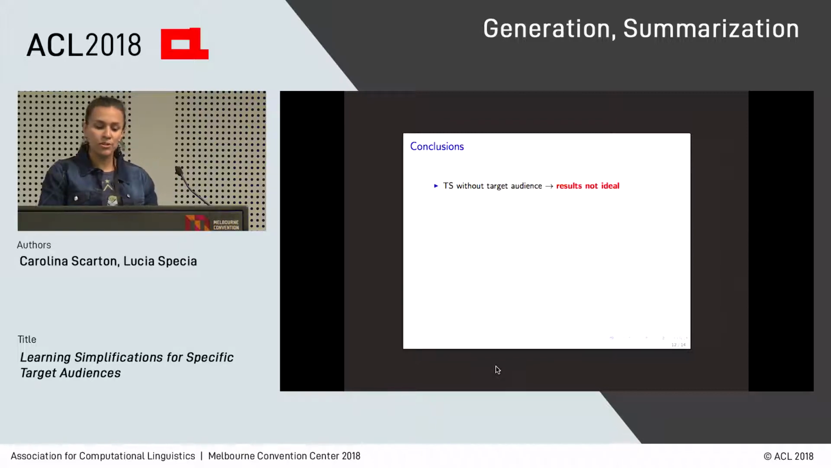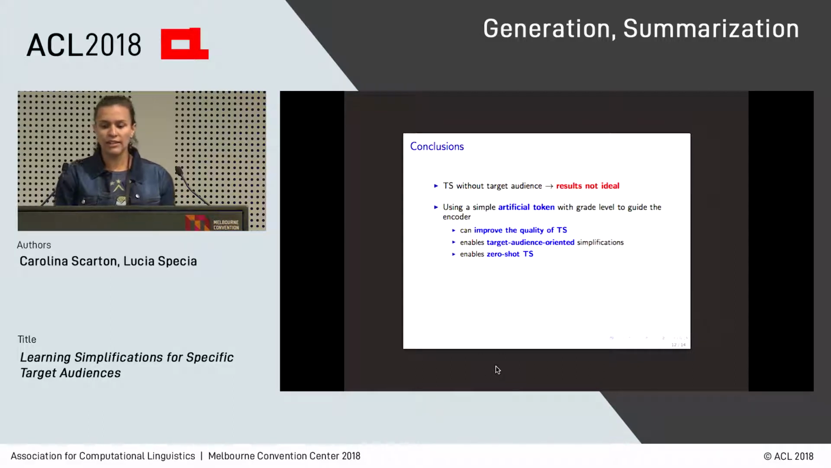So just to conclude, we need to move mainly toward data-driven work. We need to think about for whom and for what purpose the simplification is done. So text simplification without a target audience may not produce ideal results for the end users. Also, the simple artificial token approach can improve the quality of text simplification. It also enables a more personalized simplification in terms of grade levels, and it also enables zero-shot text simplification.